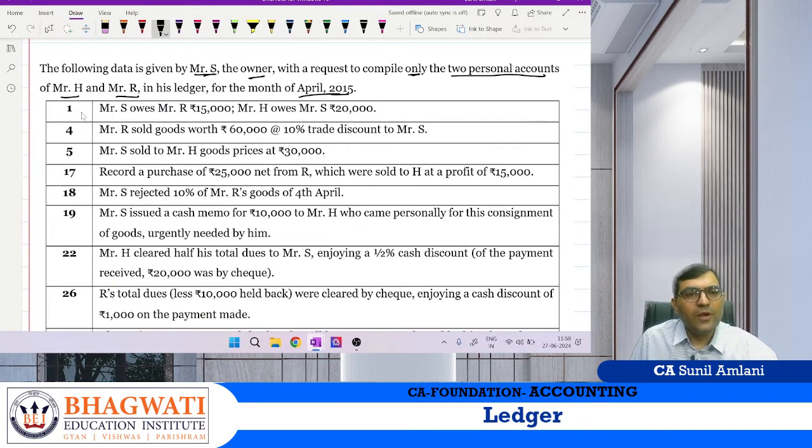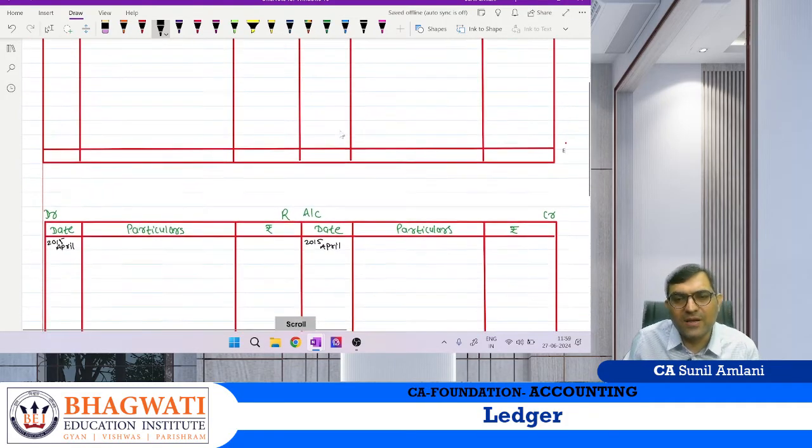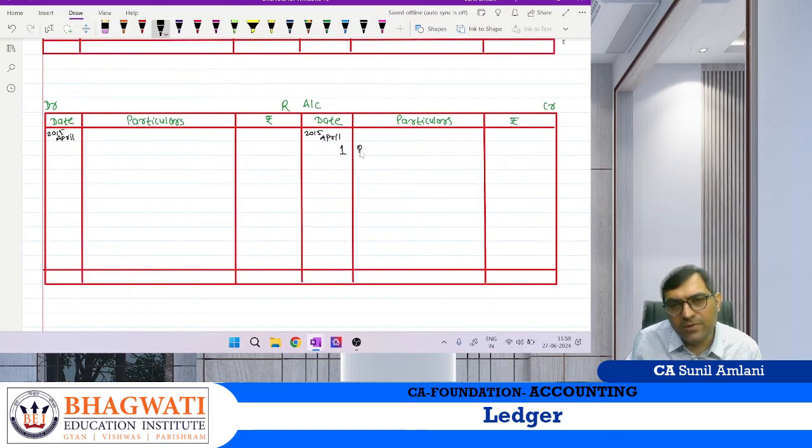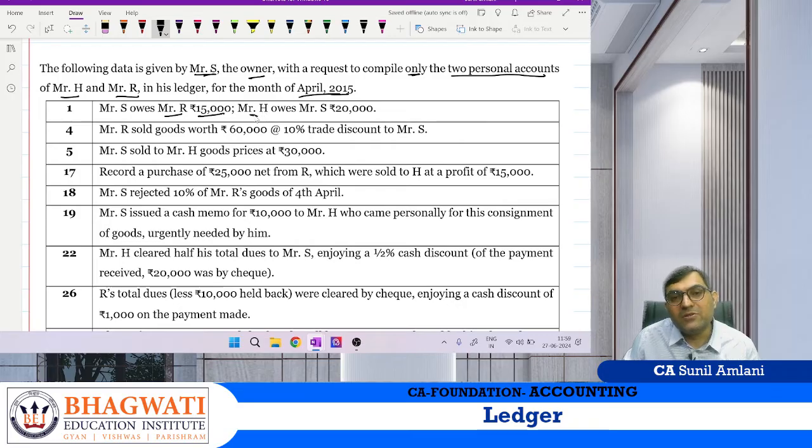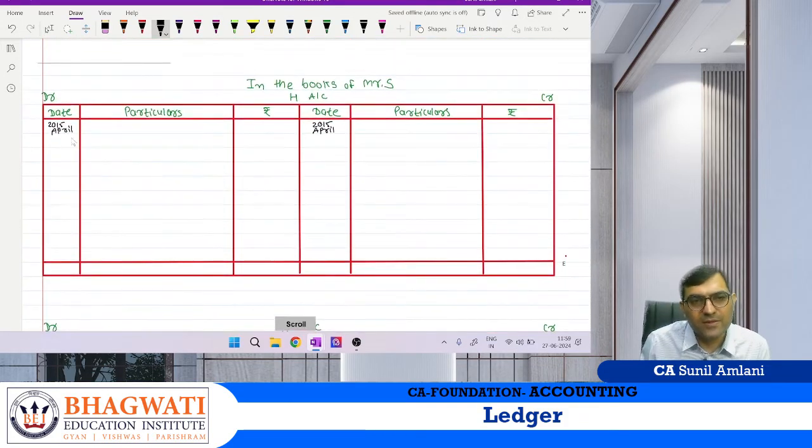First, Mr. S owes to R 15,000. Okay, so Mr. S is owing to R. So it's a liability, right? Liability will have a credit balance. So in the books of S, R account, 1st April by balance brought down, amount is 15,000. Okay. And Mr. H owes to S 20,000. So Mr. H is owing to us, Mr. S, 20,000. Okay. So it's receivable for us. Yes. So first, to balance brought down 20,000. Okay.